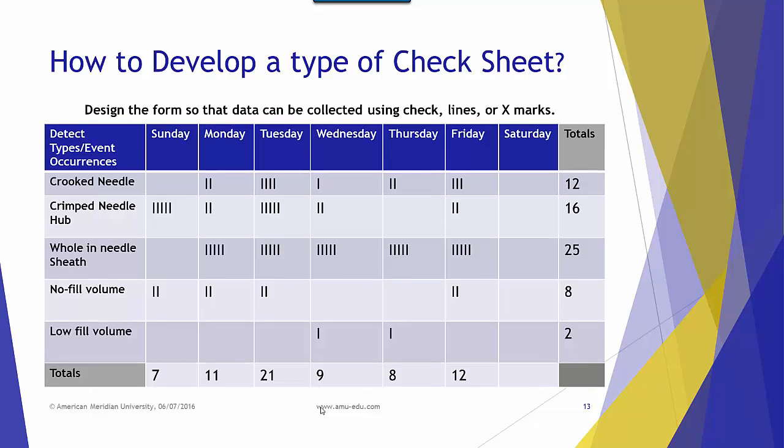Next, we see additional information. Now, design the form so that data can be collected using checks, lines, or X marks. This particular checklist has lines. Ensure totals are collected vertically and horizontally. The red arrows point to the vertical totals as well as the horizontal totals.